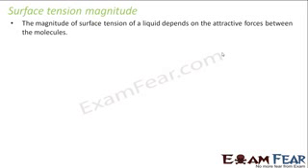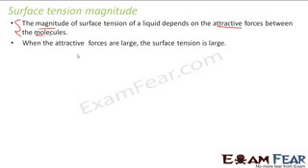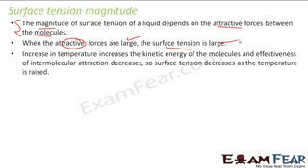And the magnitude of surface tension depends on the attractive force between the molecules. So the magnitude of surface tension is dependent on my attractive force. If the attractive force is more, surface tension is large. Obviously, logically it makes sense, right? And if we increase the kinetic energy of the system, the intermolecular force of attraction will decrease, and thus the surface tension will decrease as the temperature is raised.